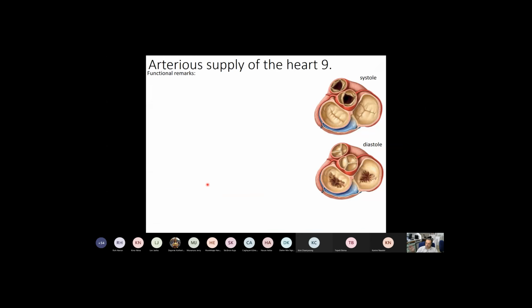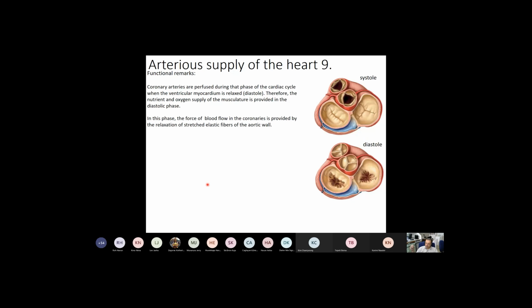This is more physiology, but I think it makes sense to study this because even in our exams, these questions may come up. So first of all, these arteries carry the blood to the myocardium, to the muscle tissue. But if the muscle contracts, it is compressed. So the branches of the coronaries which enter the muscle will be compressed during the systolic phase of the heart.